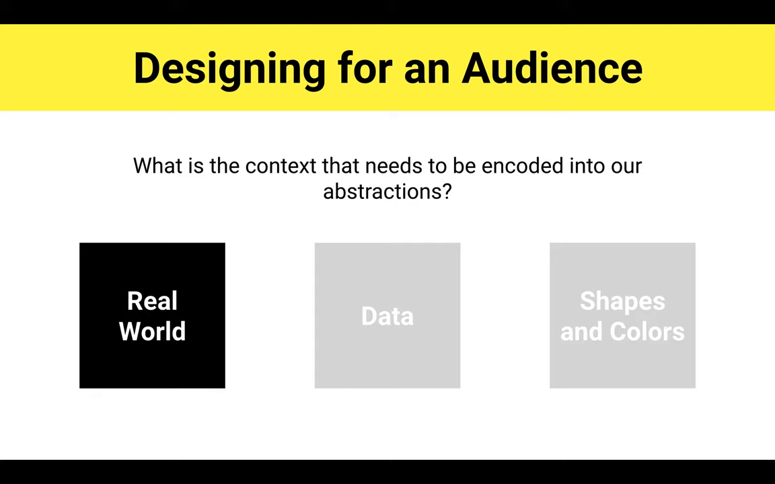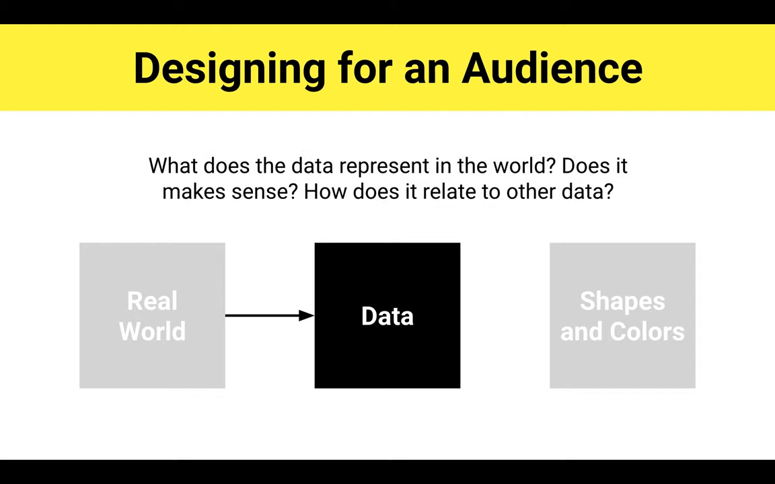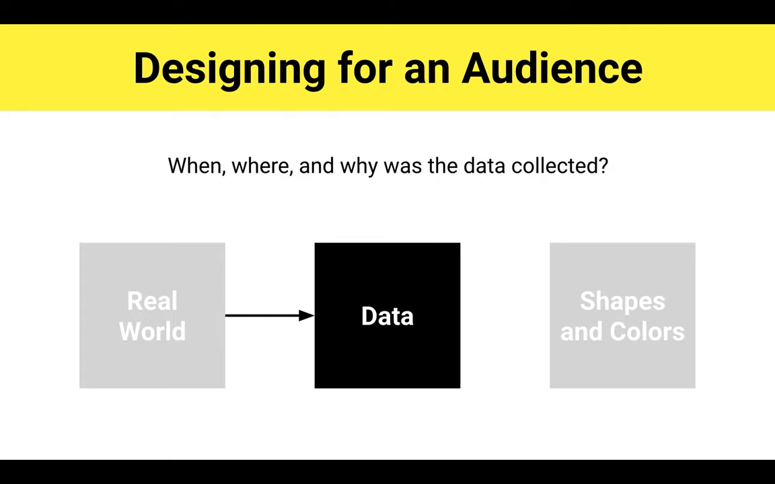We want to make our first abstraction of the real world and collect or find collected data for our analysis. What resources do I have access to? Can I collect this data myself, or is there data out there which fulfills the needs of my audience and the context I want to capture? If I'm using an existing data set, who collected this data and how did they collect it? What does the data represent in this world? Does it make sense? How does it relate to other data? When, where, and why was the data collected? How do I know if it's any good? What does good data mean?